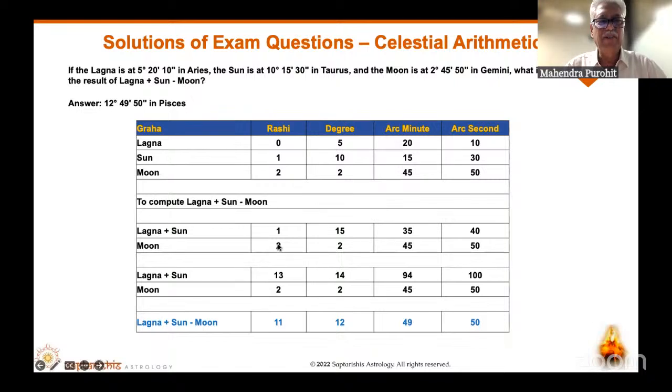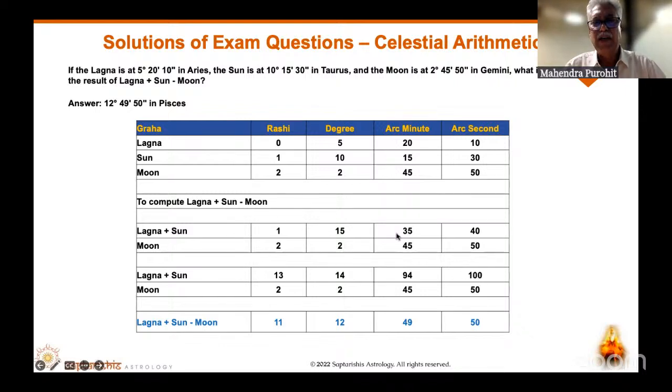Okay, so these are the values of Moon taken from here as it is, and then Lagna plus Sun minus Moon. Now here you can see we can't subtract 2 from 1, so I have added 12 to it, one cycle of the zodiac. So 12 plus 1, 13. Now 15 has become 14. The reason is that you can't subtract 50 from 40, so you take 1 arc minute from here and add 60 to it, because 1 arc minute is 60 arc seconds. So this 35 has become 34, and this has become 100. Now this 34 will be there.